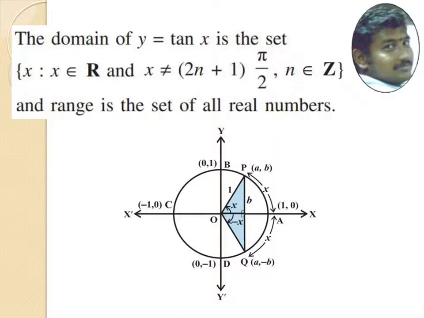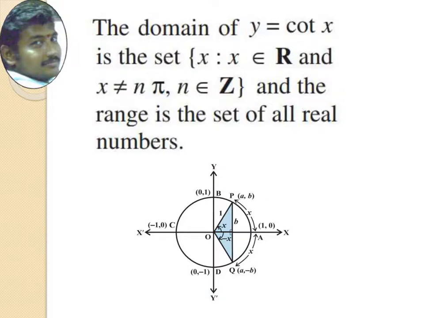The same way, the domain of y equal to tan x is the set of x such that x belongs to R, x not equal to (2n plus 1) pi by 2, n belongs to Z. And the range is the set of all real numbers. Hope you understand how we are getting it using this diagram, with positive angle and negative angle.